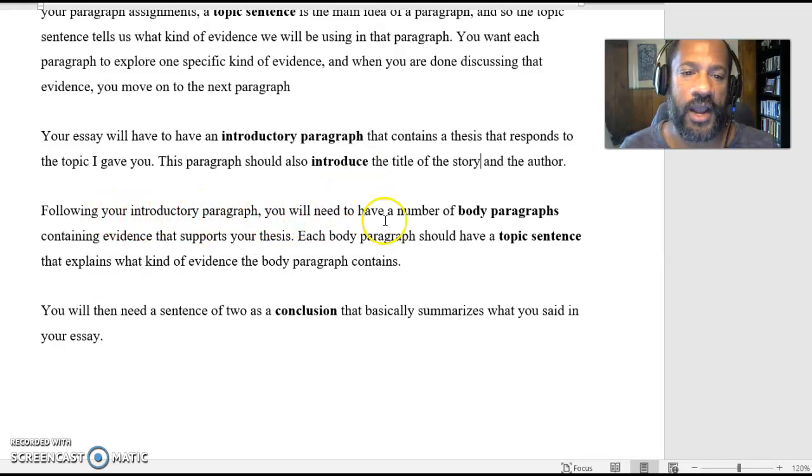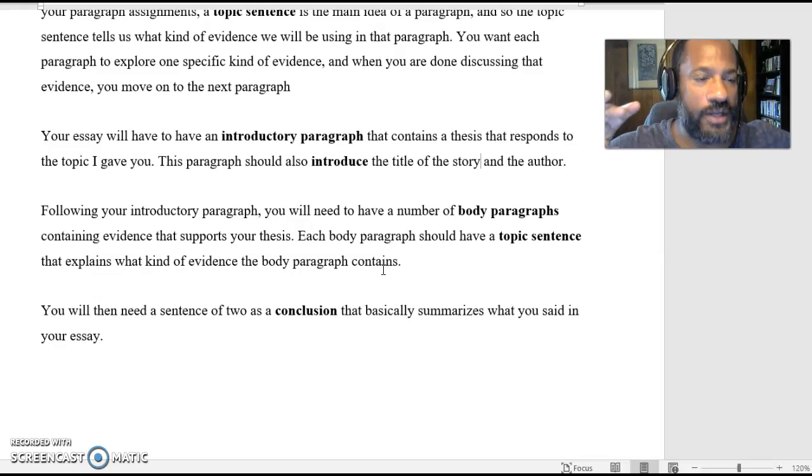Following your introductory paragraph, you'll need to have a number of body paragraphs containing evidence that supports your thesis, right? Each body paragraph should have a topic sentence that explains what kind of evidence the body paragraph contains. So that's all you do. I've got a thesis, right? It's the big idea. Here's one kind of evidence that supports that thesis. I'll give you a topic sentence that tells you what that kind of evidence is. Then I give you that evidence. New paragraph, I have another topic sentence that explains what kind of evidence you're going to get in this paragraph. I provide you with that evidence, and I keep doing that all the way through. And that's all we have for an organizational structure.